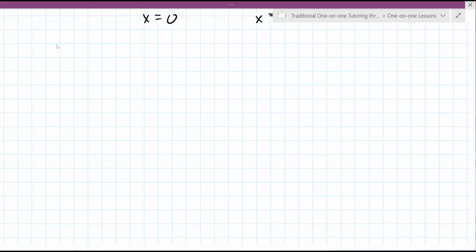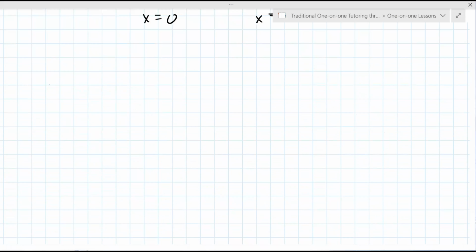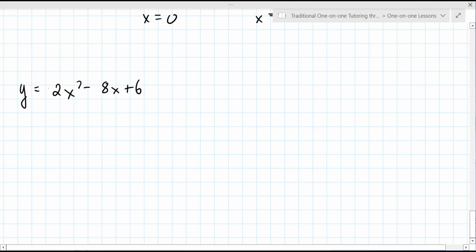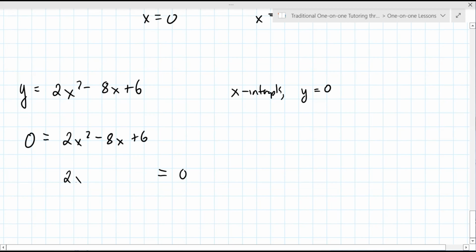So the other equation is 2x squared minus 8x plus 6. But again, it's a y equals, right? So if you want the x-intercepts, you have to set y equal to 0. So you write 0 equals 2x squared minus 8x plus 6. I'm going to put the 0 over here. What is the first type of factoring you should always do? Greatest common factor, and this has one. Okay, it makes it much easier if you do it this way.